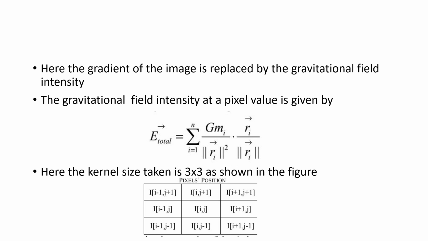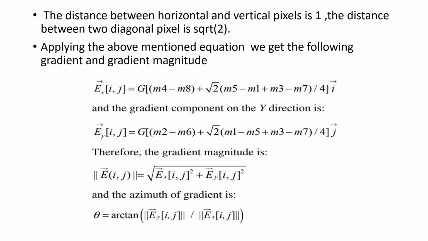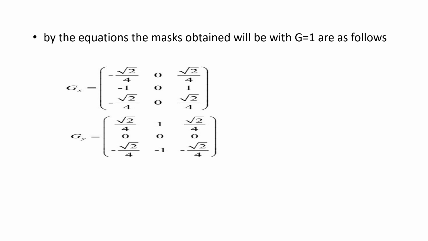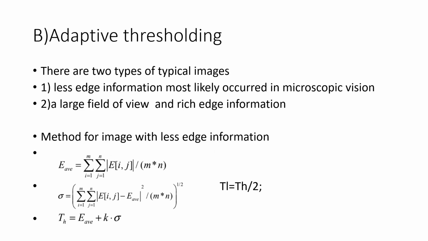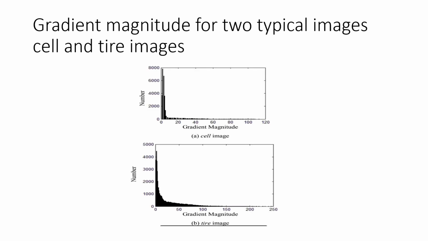With the formula as shown in the figure, E total bar is equal to the sum from i equal to 1 to n of G m_i by r_i square, dot r_i bar by r_i. Using this, we get Ex and Ey. This is simply the substitution of the formula. By these equations, putting G equal to 1, we get the 3 cross 3 kernels, Gx as this and Gy as this. With this, we are done with 50% of this by setting optimal masks for the gradient information.